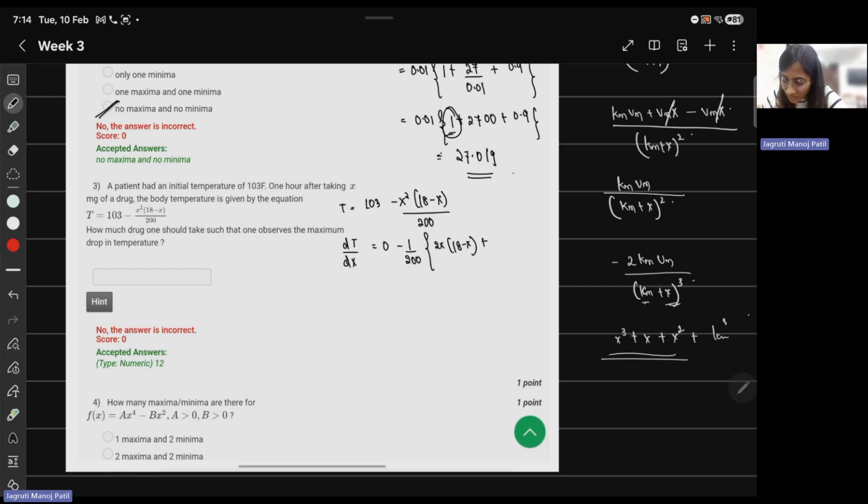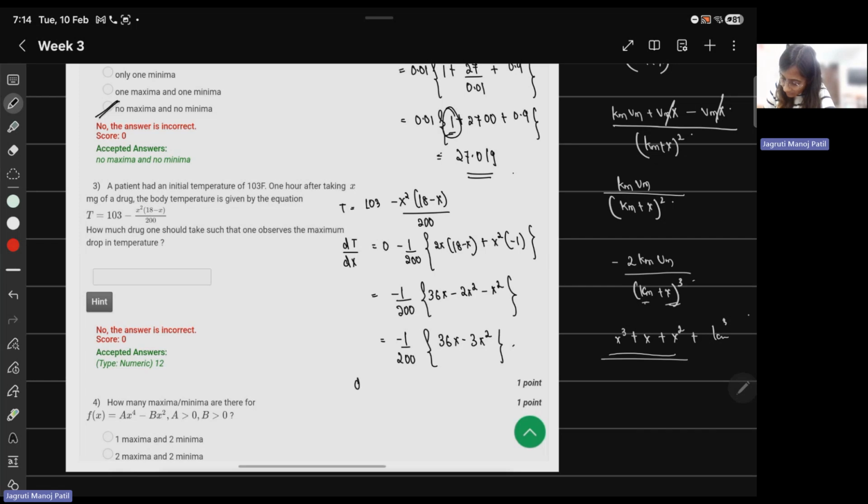And then you have plus x square here, and then you have minus 1 in this case. So that will bring you to 1 minus 1 by 200. Then you have 18 2 is 36x minus 2x square minus x square. That brings us to a nice equation over here. So you have this minus 1 by 200, 36x minus 3x square.